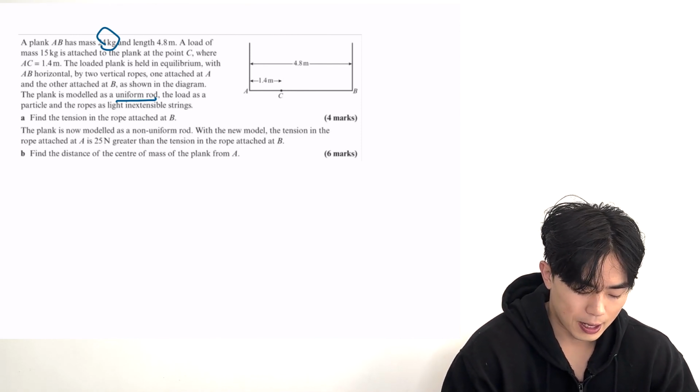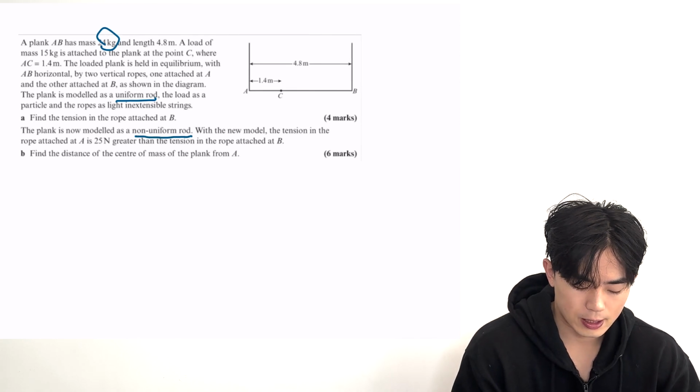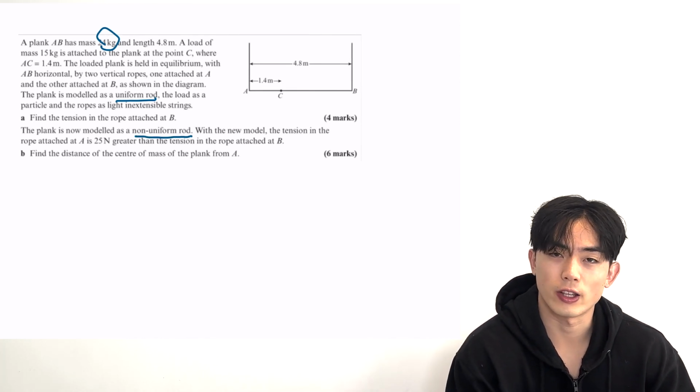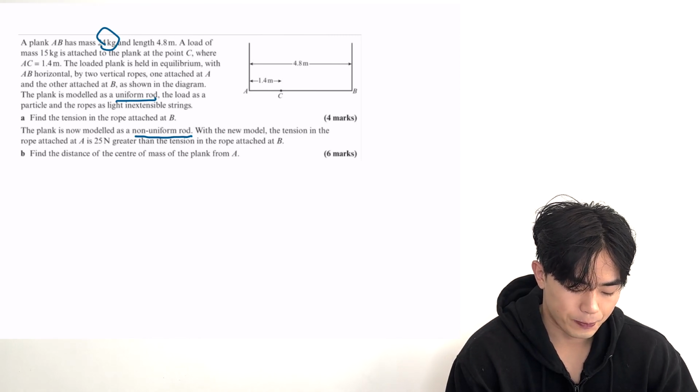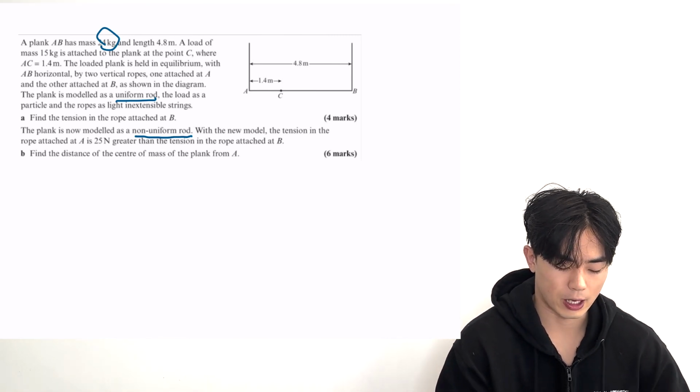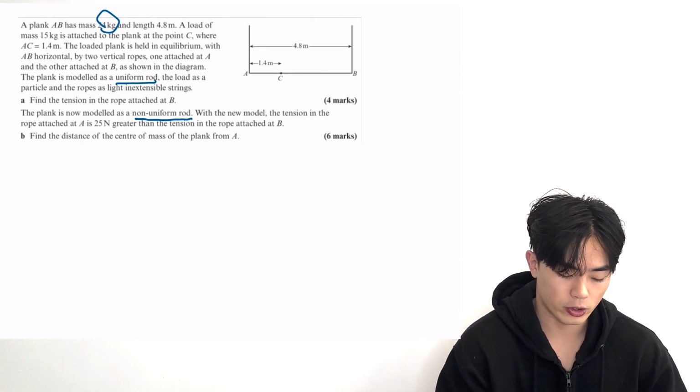Right, carrying on, so the plank is now modeled as non-uniform. So in this case now it's non-uniform, which means that it's no longer in the center of the rod. With the new model, the tension in the rope attached at A is 25 newtons greater than the tension in the rope attached at B. So first things first, let's go about drawing it.